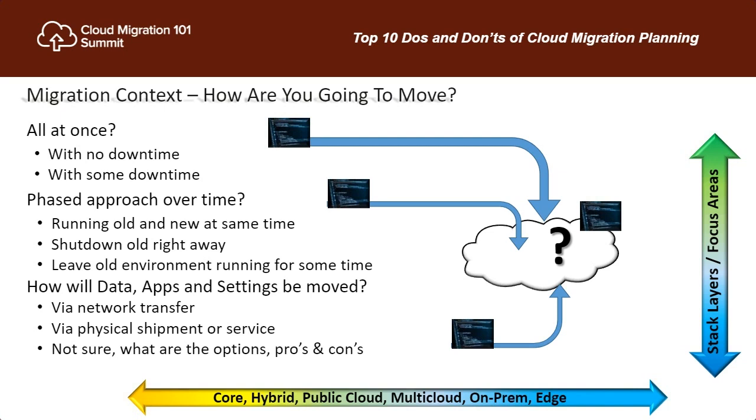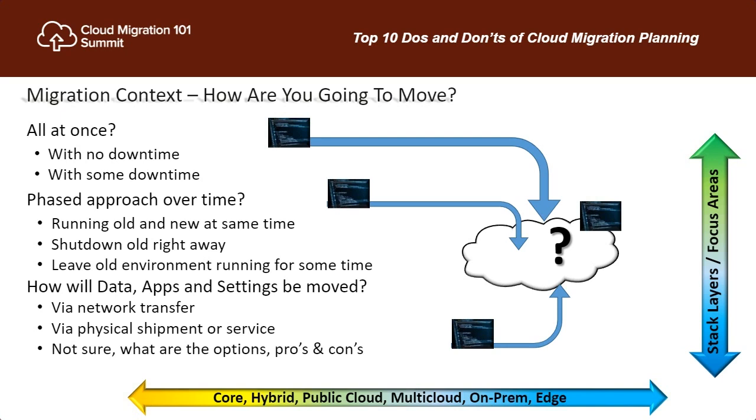How will the data, apps, along with the settings, your certificates, your keys, all the configurations, how are they going to be moved? Via network transfer, that physical shipment we touched on? Not sure. What are the options, or your pros and cons? So that's part of understanding how will you move. How much do you have to move in what given time? That ties back to knowing the environment, knowing what you have, knowing what the dependencies are. What can you move at different levels, and what's required to do that? So again, having that plan, having that understanding, knowing what those different dependencies are, along with how much needs to be moved.